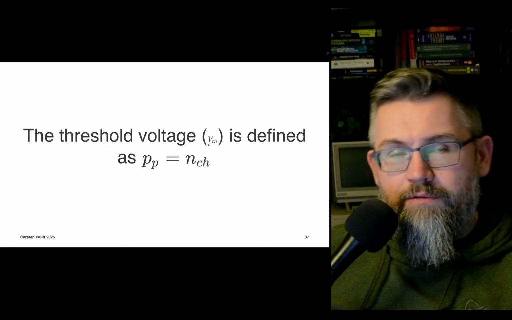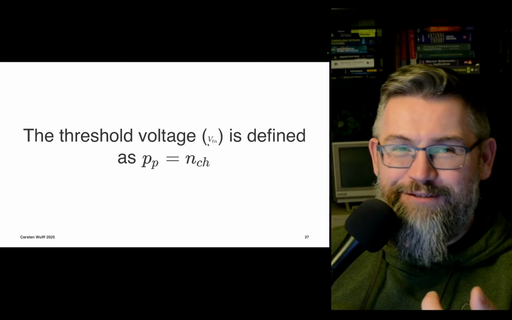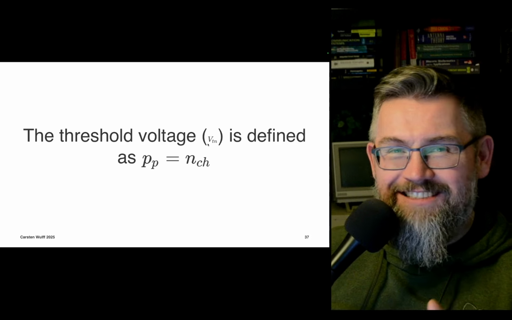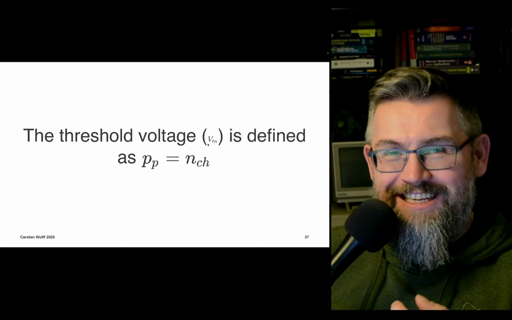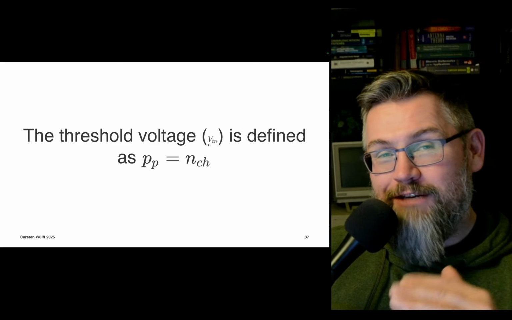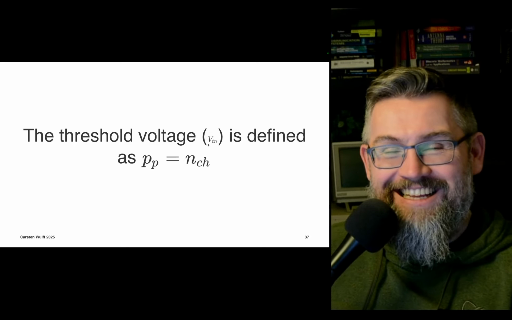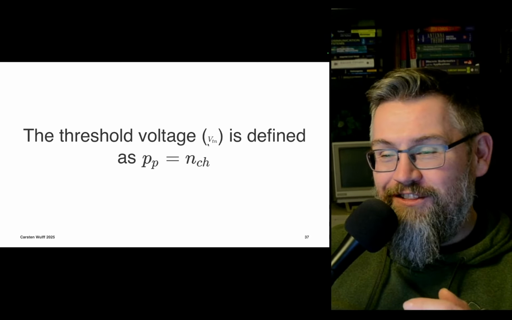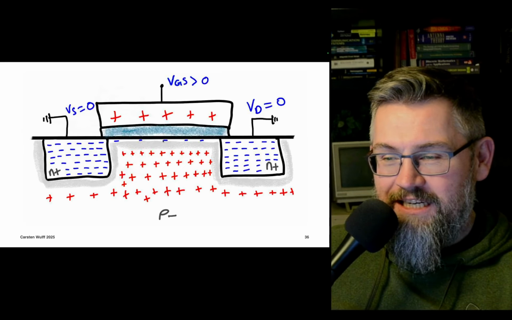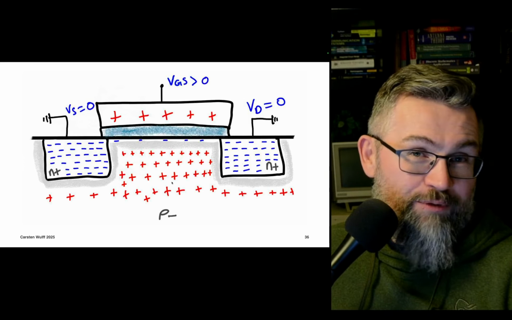Now, the definition of this threshold voltage, this magic threshold voltage, is really funky, I think. It's just defined as, okay, it's when the density of electrons in this inversion layer, this sheet of electrons, equals the density of holes far away from the channel or the inversion layer, that's what we call the threshold voltage. So when the density of electrons here equals the density of holes a bit further away, that's our threshold voltage.